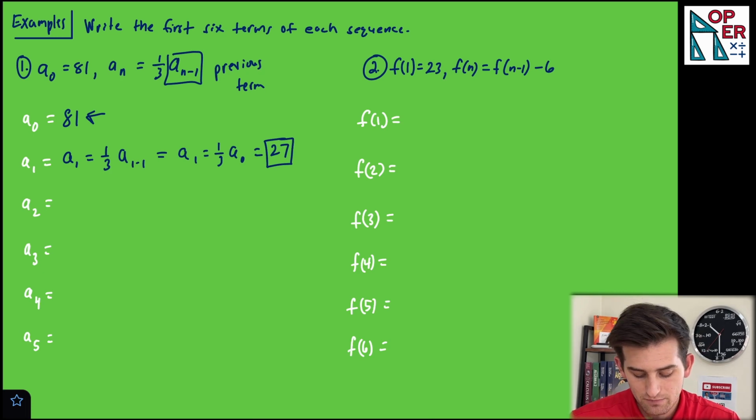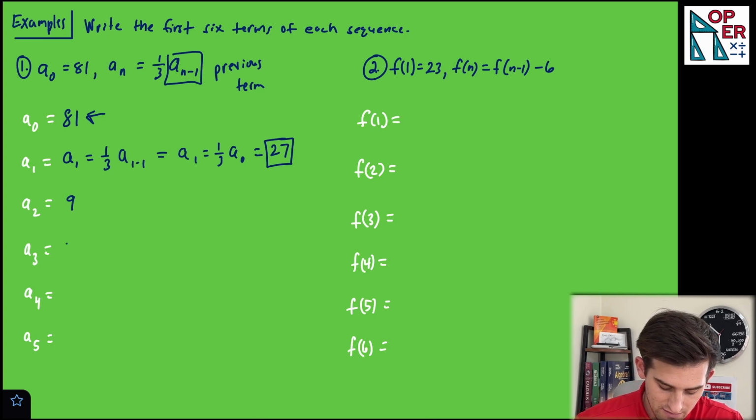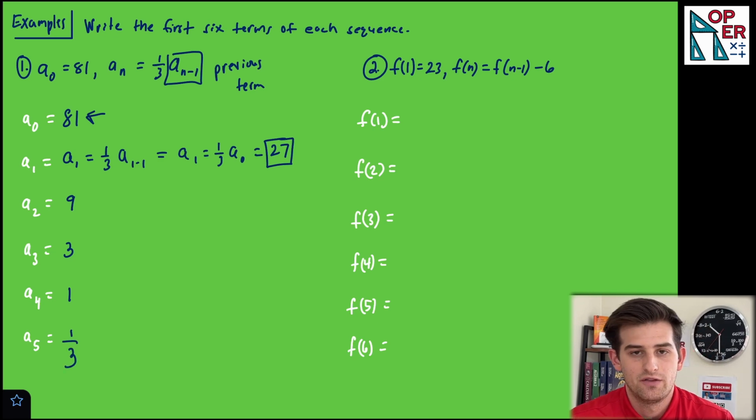Now the next term, as you can see, we're just multiplying by 1/3. So this would be 9, then a sub 3 would be 3, a sub 4 would be 1, and lastly, a sub 5 would be 1/3. So it looks like we're dividing by 3 there. That's the same as multiplying by 1/3. So just to recap: 81, 27, 9, 3, 1, and 1/3.